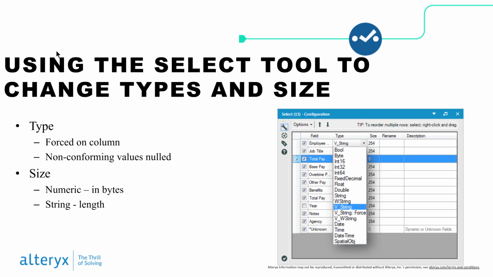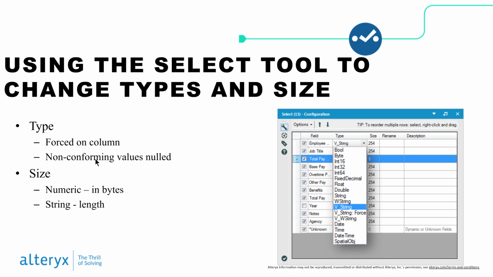The next tool we'll talk about is the Select tool. The Select tool is great. It's one of the most versatile and useful tools in Designer. It allows you to deselect and reselect fields that you want to continue with downstream. It allows you to manually select a data type for each field, and it also allows you to resize and rename fields. The data type is forced on the column. So if you have an alphanumeric field, let's say ABC123, and you set it to be numeric in the data type, Designer will run the workflow, but any of those values that have letters in them will be turned into nulls. So non-conforming values are nulled.